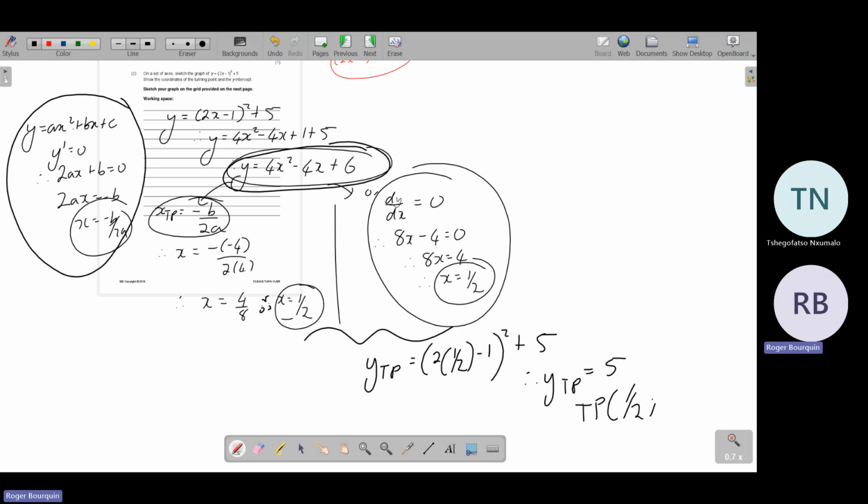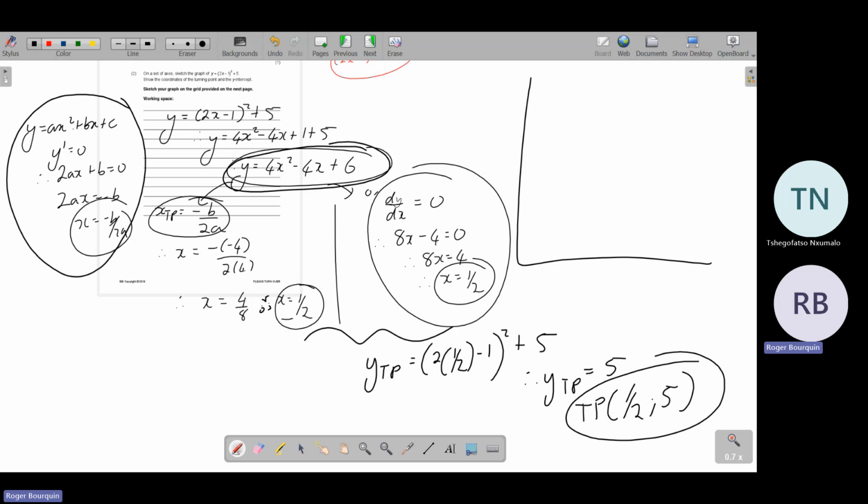A half, 5, right? So a half is the x. Now, there are no x-intercepts, guys. Why are there no x-intercepts? Because if you went to find the x-intercepts, you get 0 is equal to 2x minus 1 squared plus 5. So you get minus 5 is equal to 2x minus 1 squared, which we know there are no solutions for. So there are no x-intercepts. I'm just explaining that you don't have to write any of that down. This graph does not cut the x-axis. But there are y-intercepts.